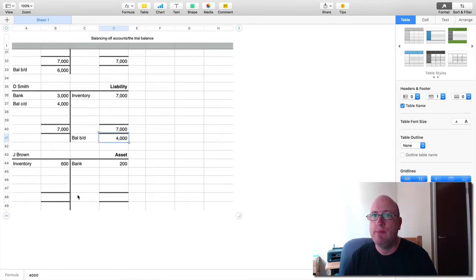And lastly, we've got J Brown, which is an asset account, which is a debtor account. So we've got a debit balance of 600, which is higher than the credit balance of 200. So we're going to say it's got to be 600 in there. It's got to be 600 in there as well. So again, we're going to carry it down. So balance carried down is going to be 400.